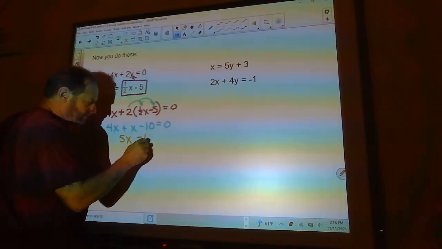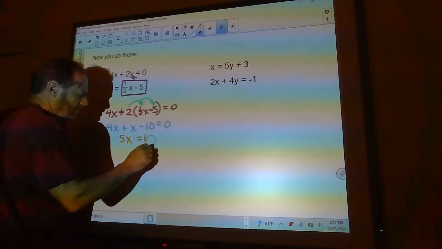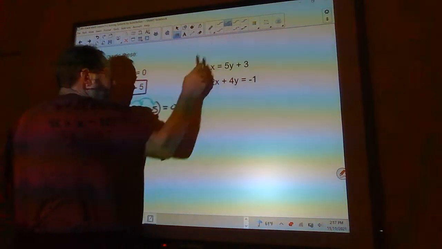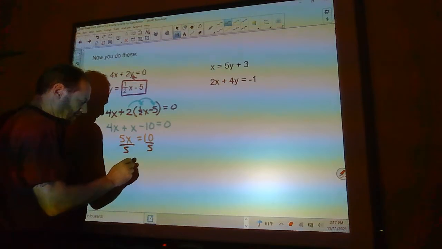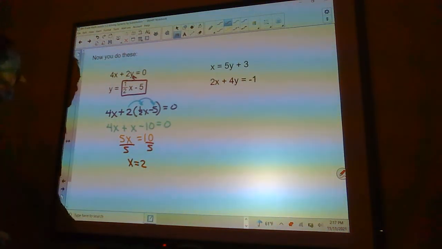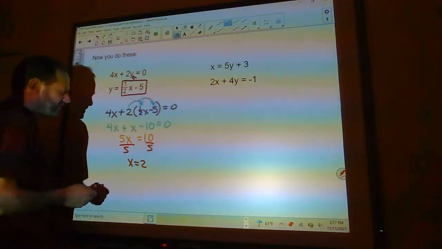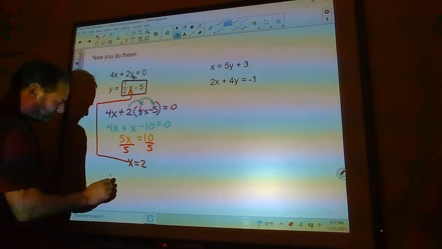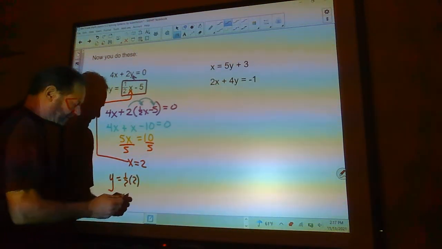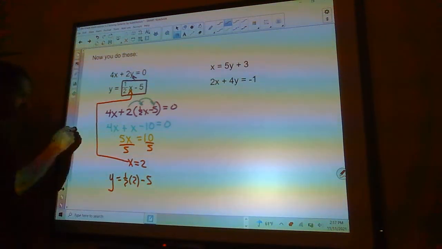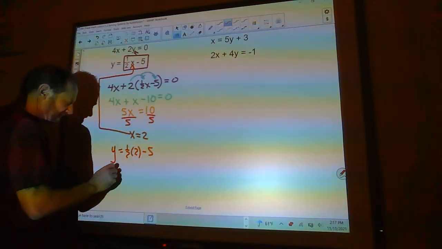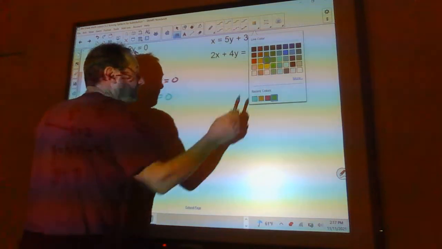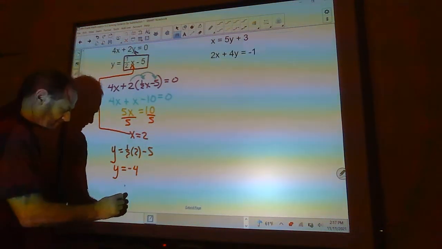There we go, 5x is 10, and I divide by 5, and I get x is 2. Okay, so I'm going to take 2. I can plug it into either one of these equations. It doesn't matter which one. But I think this one would be easier, because if I do that, I can do half of 2 really easy. Okay, half of 2 is 1. 1 minus 5 is negative 4. So my answer is going to be 2, negative 4.